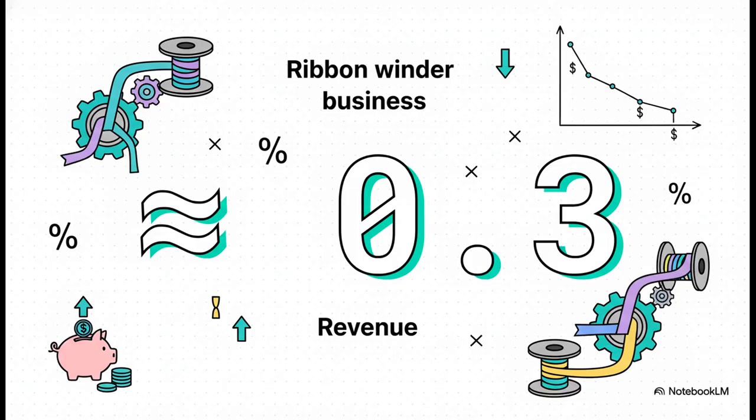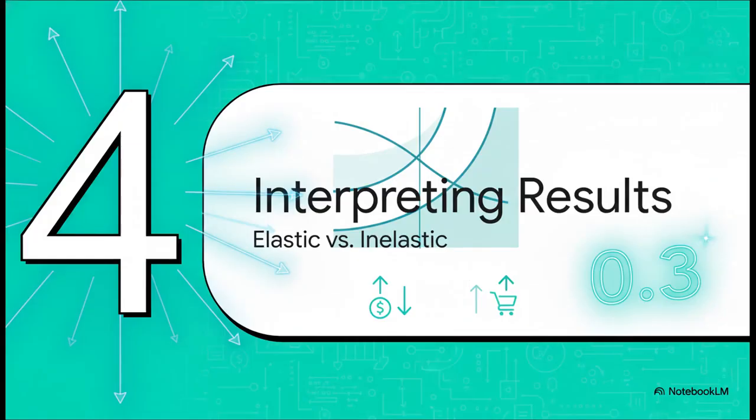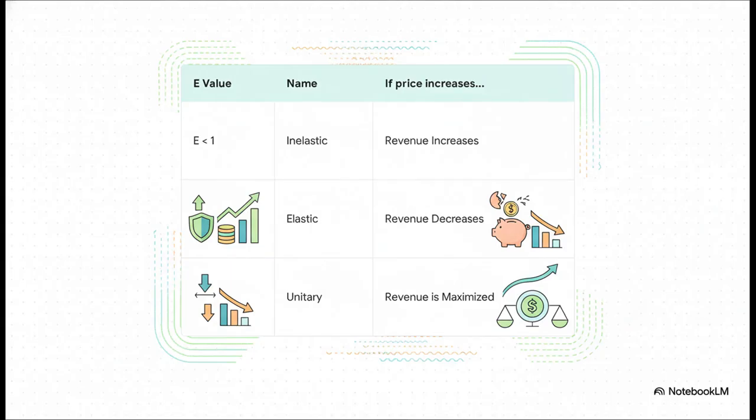But what on earth does 0.3 actually mean for our business? This is where the calculation turns into strategy. That little number, 0.3, is packed with information, and we're about to unlock it. It all comes down to this. There are basically 3 buckets your result can fall into.